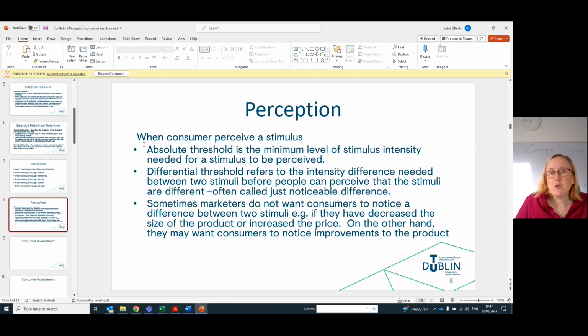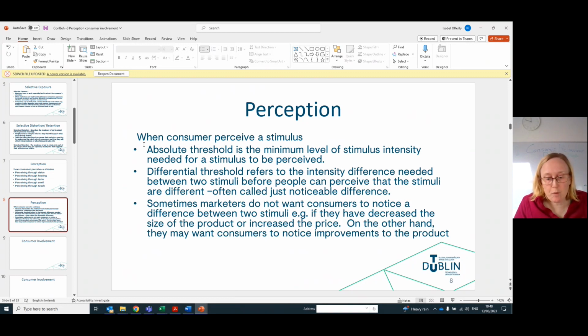So differential threshold refers to the intensity difference needed between two stimuli before people can perceive that the stimuli are different, often called just noticeable difference. Again, if we have one spoon of sugar in one coffee and a spoon and a half in another, will people taste that one is sweeter than the other? Will they notice one and a quarter being different to one, and so on? So what is that just noticeable difference?